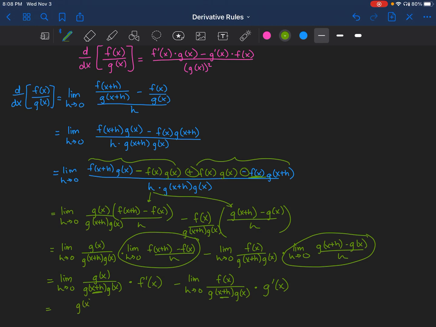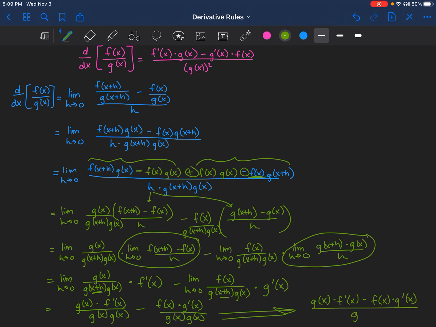We're going to have g of x times f prime of x divided by g of x times g of x, minus, again, same kind of idea over here, f of x times g prime of x divided by g of x times g of x. And all I'm going to do is recombine that fraction. So we'll have g of x times f prime of x minus f of x times g prime of x all over g of x squared.